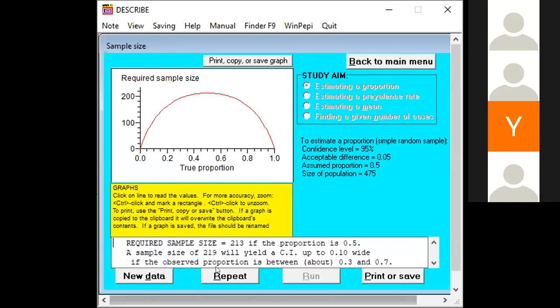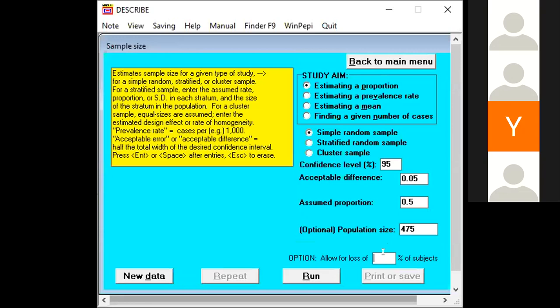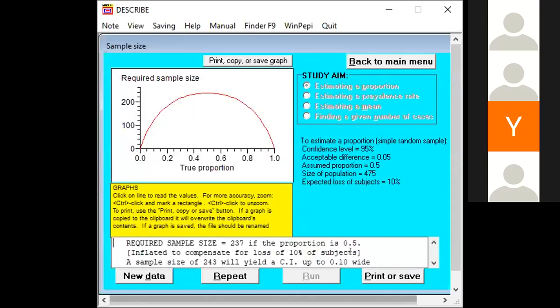Now you want to calculate, and that one is optional also. You want to allow for loss, for either attrition or no response. So if your percentage is 10%, you write it in percentage, not 0.1, you write 10. Can you see 10 now? So you write the percentage attrition or no response. You will see the 237, that's what you get here by dividing by 0.9, that is dividing by 1 minus the attrition rate.